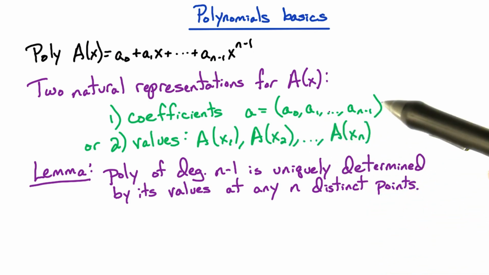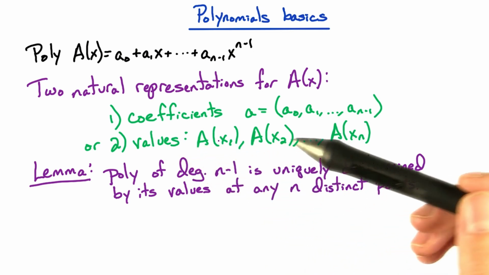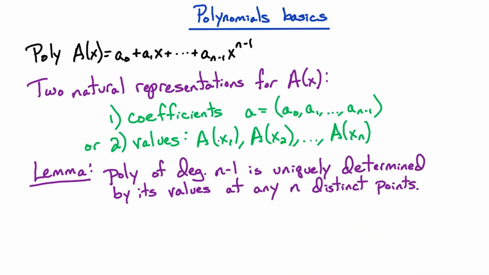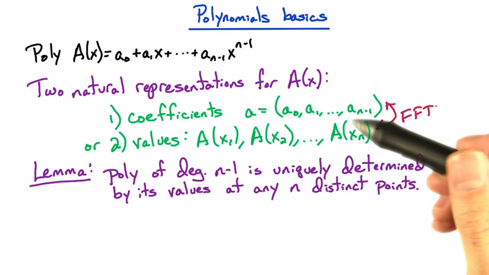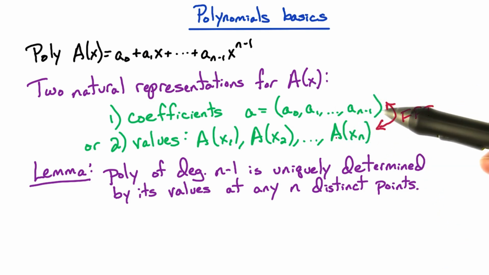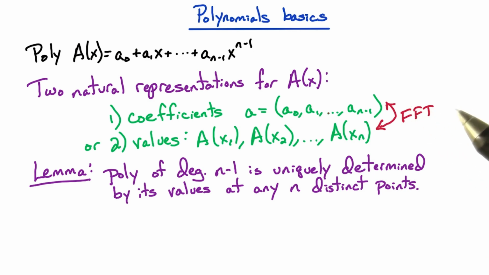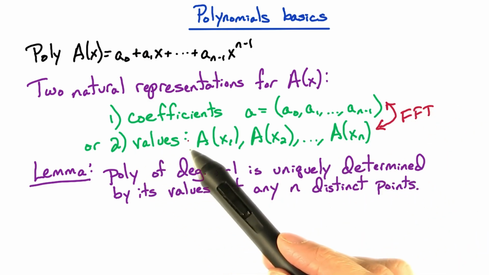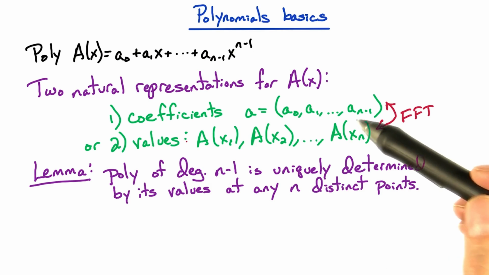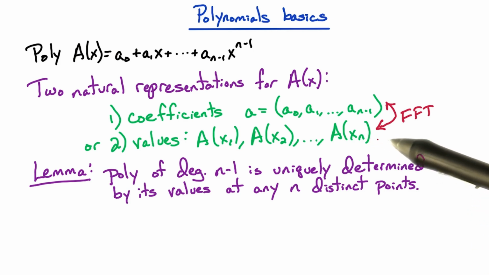The vector of coefficients is a more natural way to represent a polynomial. However, the values are more convenient for the purposes of multiplying polynomials. We'll see this in a second. Now what FFT does is it converts from coefficients to the values and values to coefficients. So it does this transformation between these two representations of the polynomial. And the point is that coefficients is a more convenient way to represent the polynomial oftentimes, but the values are more convenient for multiplying polynomials. So we'll take the coefficients as input, we'll convert them to the values, we'll multiply the polynomials, and then we'll use FFT to convert it back to the coefficients once again.